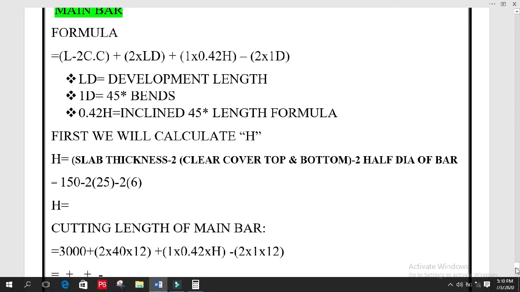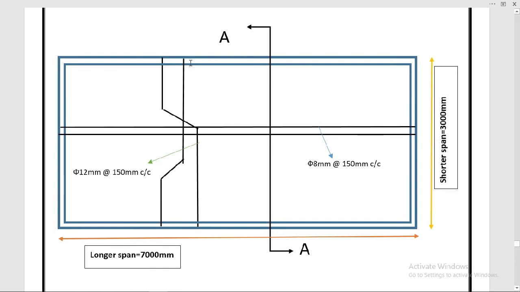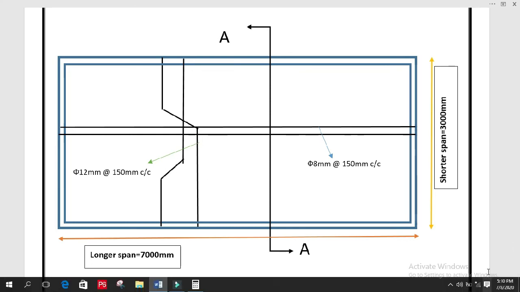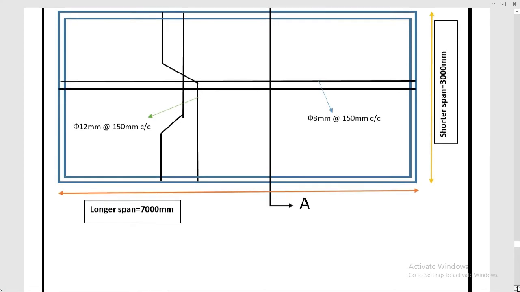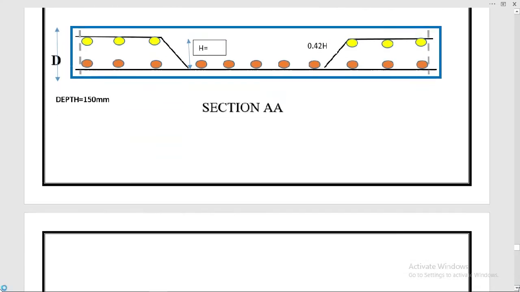I want to show you the main bar. In the plan view you can see one main bar having one bend, so that's why we multiply 1 with the 0.42H. 0.42H is this, the formula to calculate this length. Here in section view you can also see this is the formula to calculate this bend length, and in one main bar we have one bend length, so that's why we multiply it with 1.